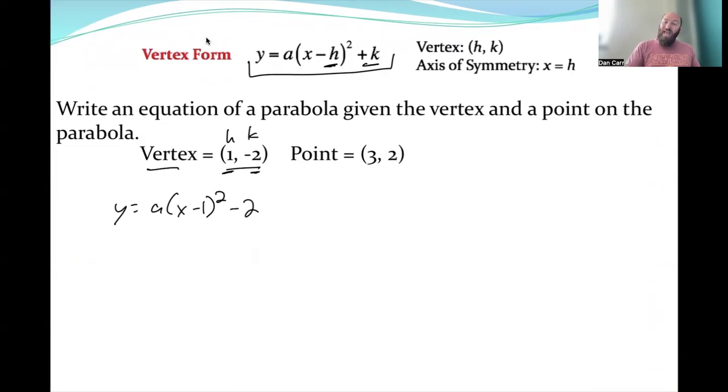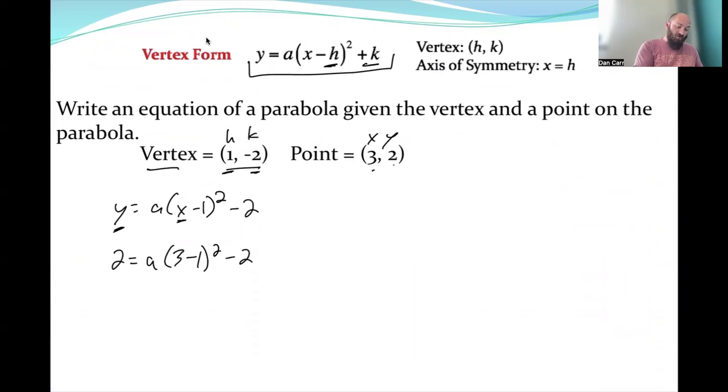But now I need to know what the a value is. I don't know if there's a stretch or compression or anything like that. My point is just a point that's on the graph, so it's x comma y. Well, we've done something similar to this. If I want to find a, it'd be nice if I know an x and a y value, which I do. So I'm going to take 2 and replace the y. 3 is going to replace the x. So it looks like that.